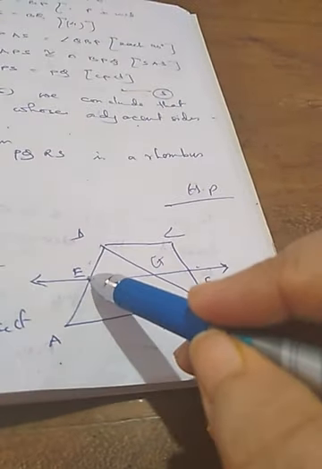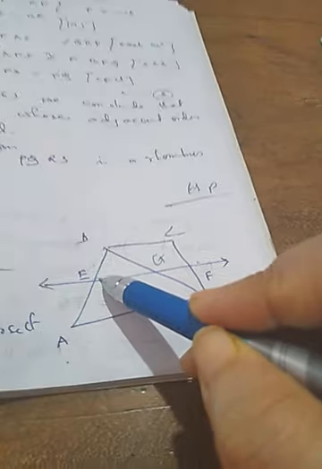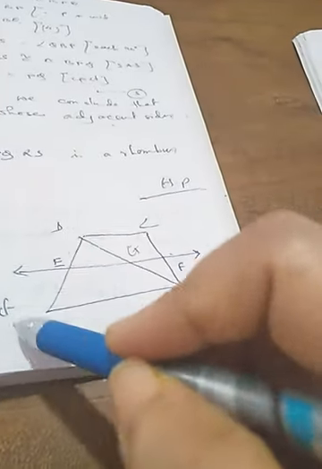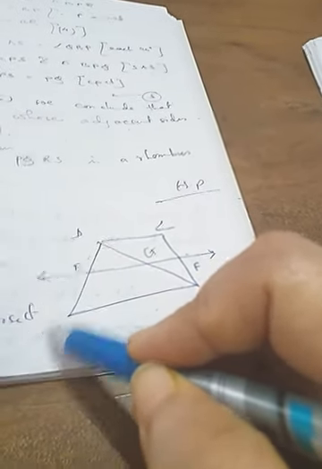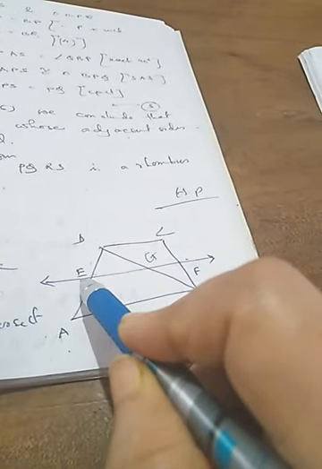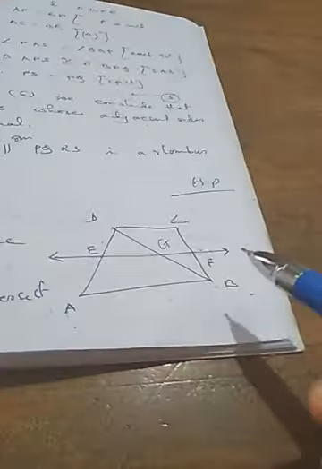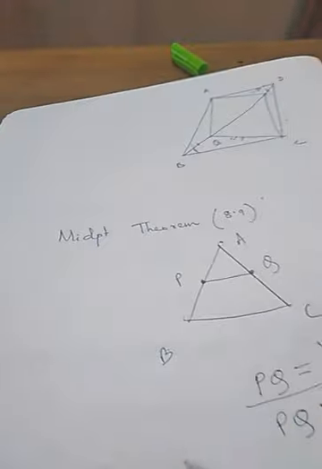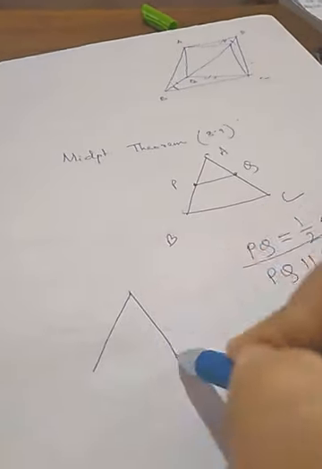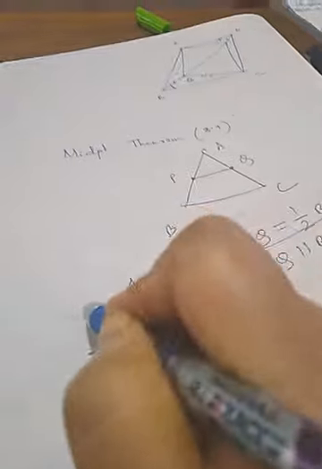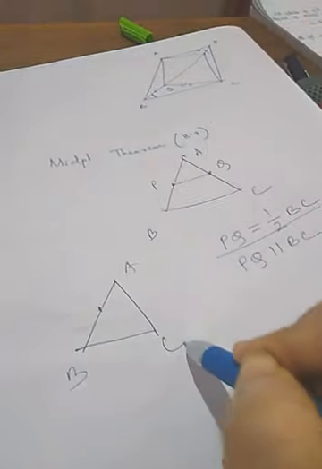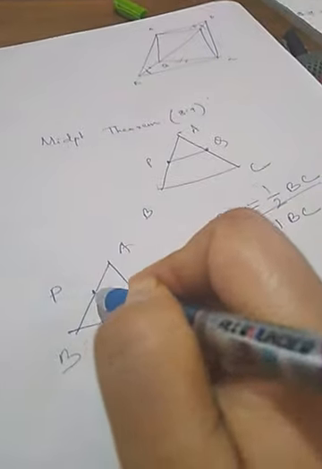As E is the midpoint of the side AD, and this line EF is parallel to AB, this is the converse of the midpoint theorem. If you see, the converse of the midpoint theorem is what? That is, suppose ABC is a triangle and P is the midpoint of AB.